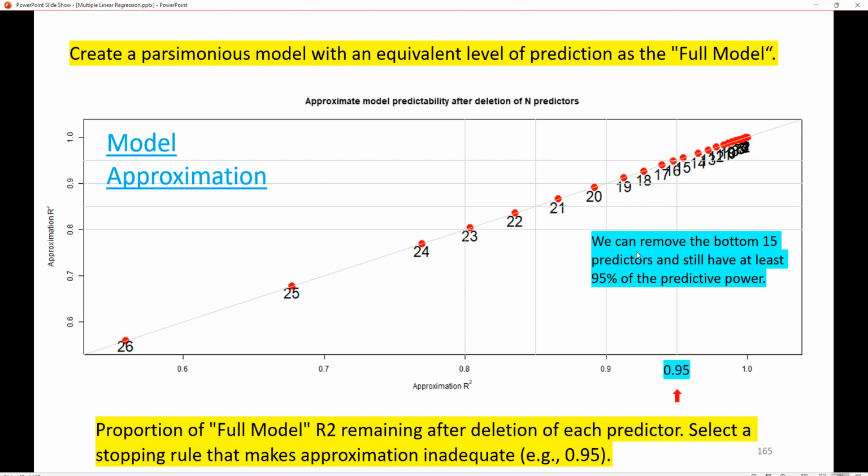So what we can do is we can remove the bottom 15 predictors and still have at least 95% of the predictive power. And so on the x-axis, we see that 0.95 highlighted, and that represents the proportion of full model R-square remaining after deletion of each predictor, and we should select a stopping rule that makes approximation inadequate. So if we go below that 0.95 mark, that's probably not a good idea if we want to get a model that's equivalently powerful as our gold standard model. But a general cutoff stop would be 0.95. So we can drop the predictors to the right of that 0.95, which is about 15, and we could end up with an approximated model that has about 95% of the predictive power of our gold standard model.